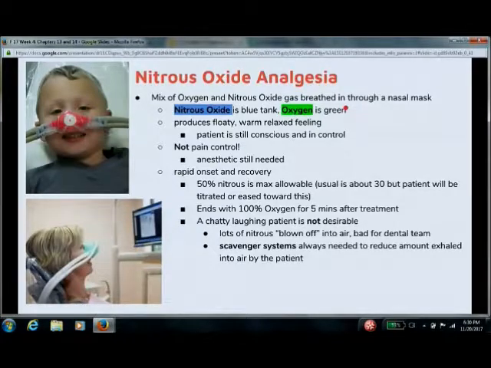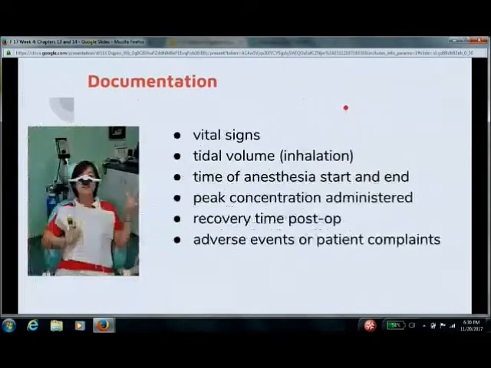So a chatty patient, a patient who laughs a lot, is not a good thing, because then they're blowing nitrous oxide into the air, and it's bad for the dental team. We always need to have a scavenger system to pick up that excess nitrous oxide that goes into the air as the patient is breathing, so that we don't end up with the effects of nitrous. I can't imagine being on laughing gas and actually performing dentistry. That would probably be bad.